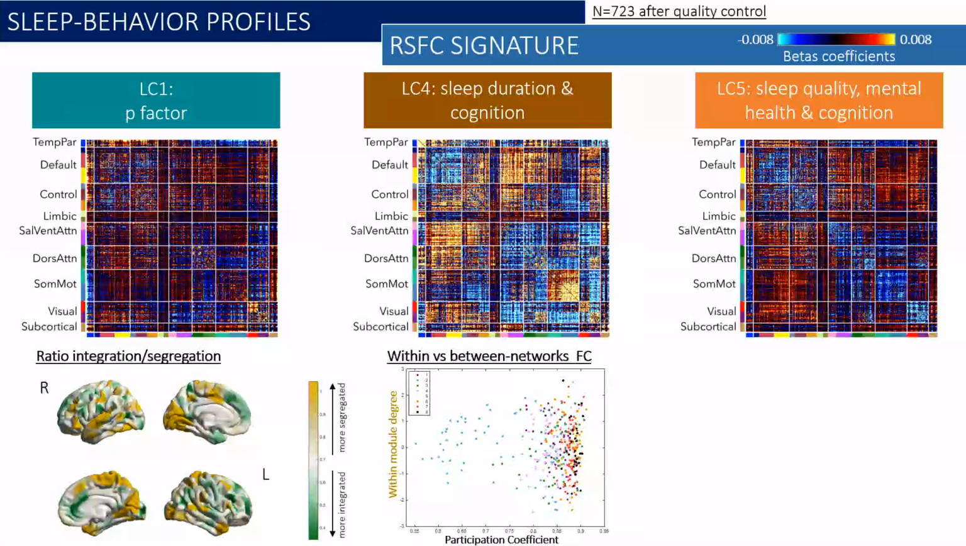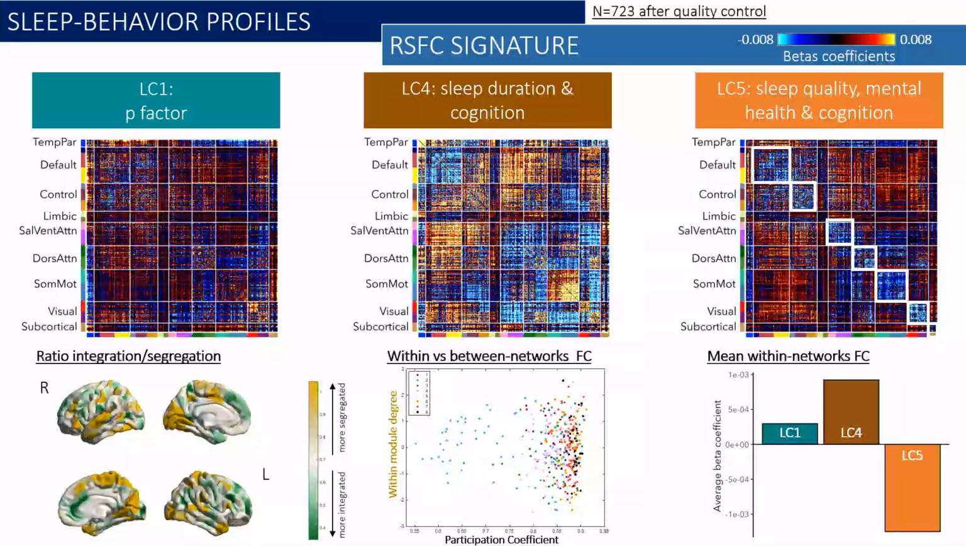Finally, we have the last one that's linked to sleep quality, which shows kind of a reverse pattern where we see a general reduction in the within functional connectivity in all the networks. And indeed, when we average the mean within-network functional connectivity, we do see that compared to the other profiles, there is a noticeable reduction in the within functional connectivity in all networks.